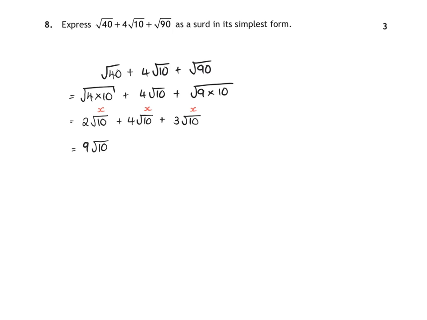Okay, so what we have here, your marks for the questions come from 1 for simplifying the square root of 40 to 2 root 10, 1 for simplifying the square root of 90 to 3 root 10, and then the last one for simplifying it to 9 root 10. Okay, now on to question 9.